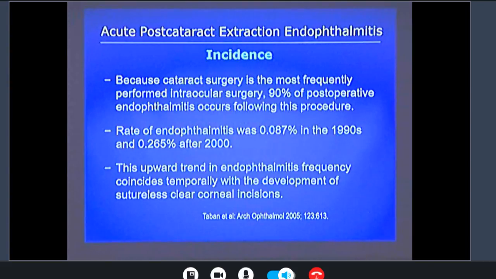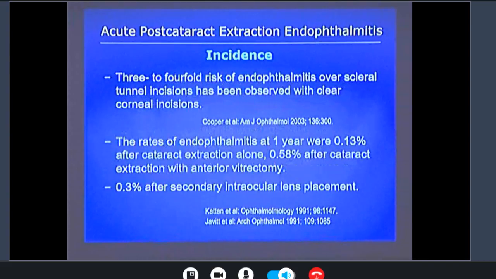They used to say that with this type of incision, the wound is secure. This is not correct. With a slight pressure on the globe, you will see that the wound is leaking. So you should put sutures. Not every new thing is correct, and this is one of the things that was proved to be dangerous. Another study published in 2003 showed 3 to 4 times the risk of endophthalmitis in patients who had clear corneal incisions compared to scleral tunnel incisions. There are many studies that I'm going to discuss today that show that clear corneal incision is dangerous.